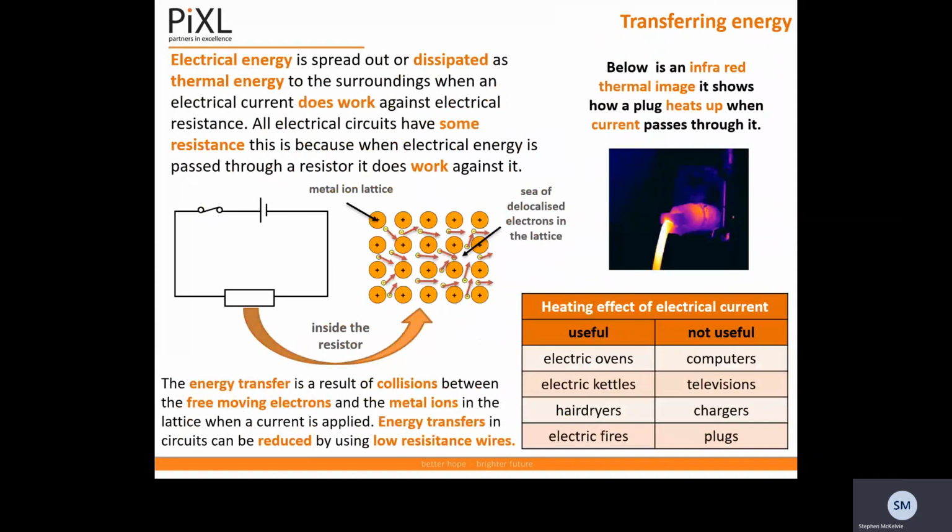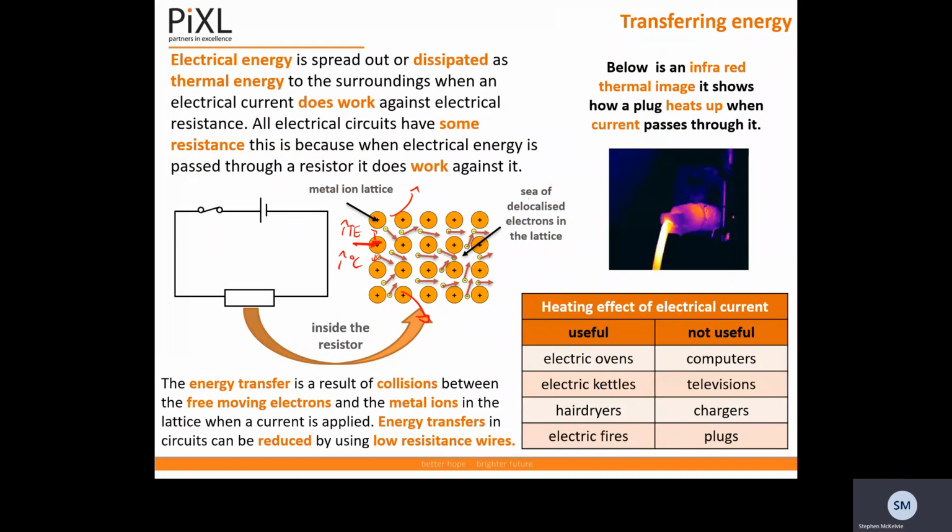Okay, electrical energy is spread out or dissipated as thermal energy to the surroundings when an electrical current does work against electrical resistance. What does this mean? It means that when these electrons smash into these positive nuclei, they cause my positive nuclei to oscillate, to vibrate more. This vibration increases the amount of thermal energy stored in my nucleus, which also increases the temperature. And because this then becomes warmer than its surroundings, heat is transferred to the surroundings.